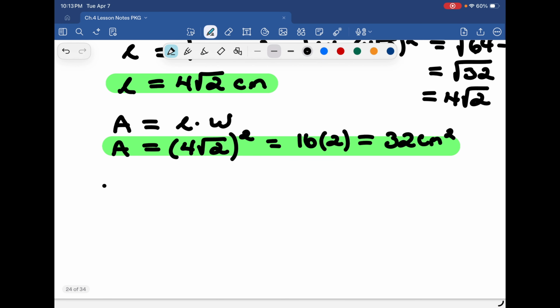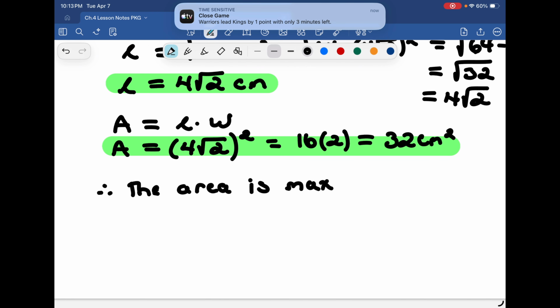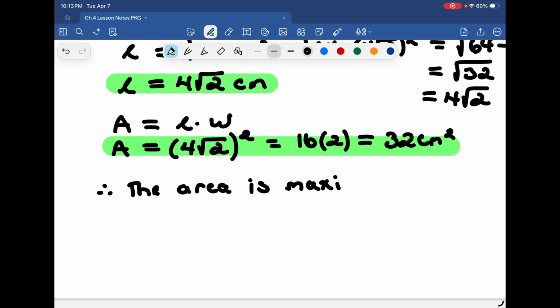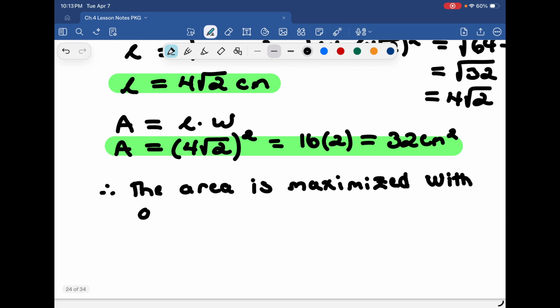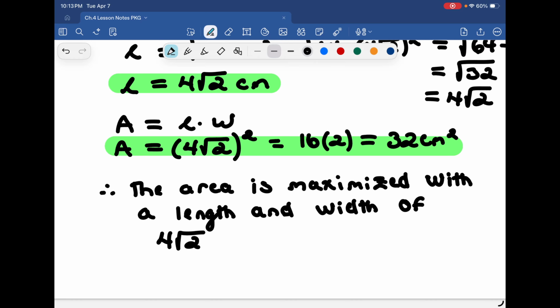Now it's time for the sentence. The area is maximized with a length and width of 4 root 2 centimeters.